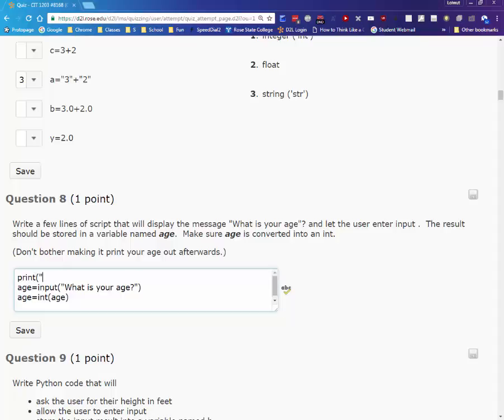You could print the message out first. And this is actually typically what I do, because in other languages you don't get the luxury of specifying the message in the same command that gets you the input. So if you're going to do that, then you don't pass anything. You don't pass any arguments into the input function. So we print what is your age, we get the input, then we convert it to an int.